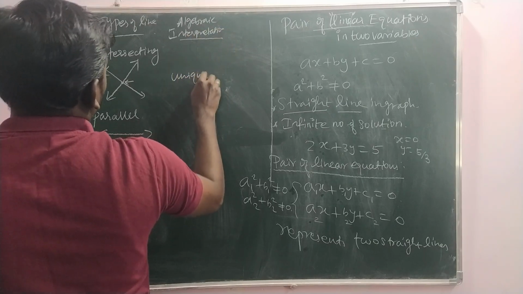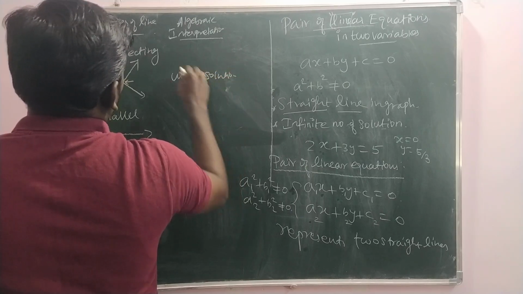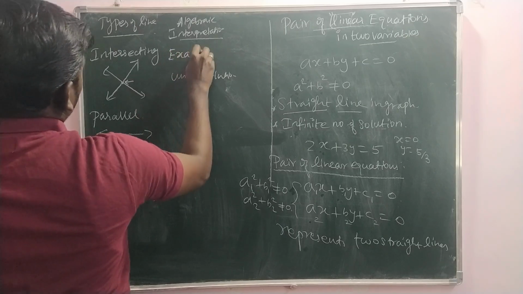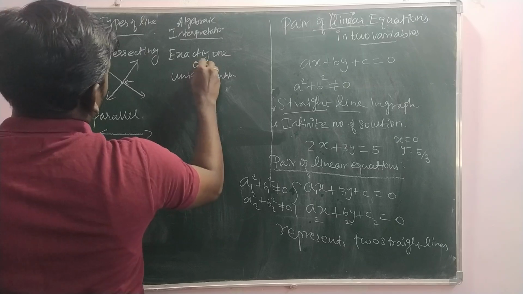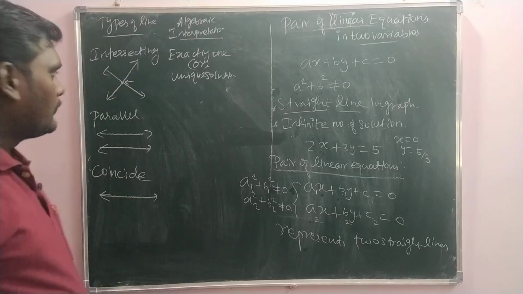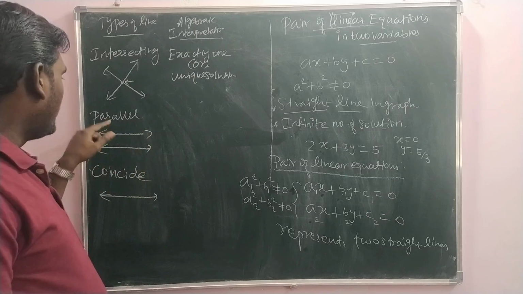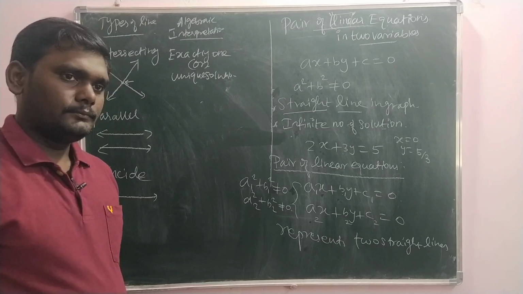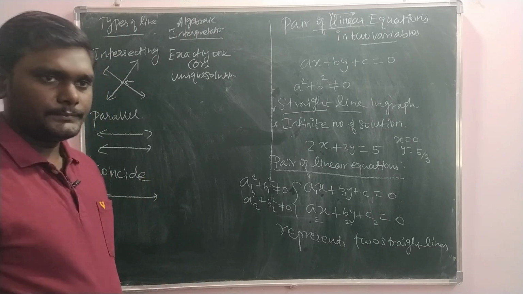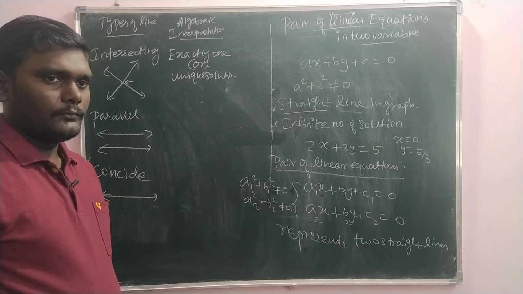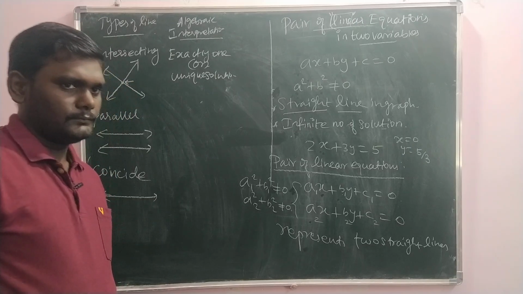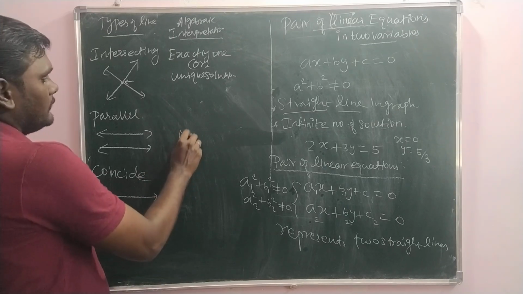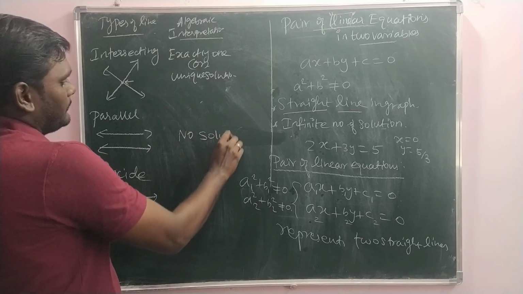Unique solution, or only one solution, exactly one solution. Okay, so here both will have the same common point. Here, do these lines have any common points? Look at the diagram and answer. No, they don't. That means this system has no solution.